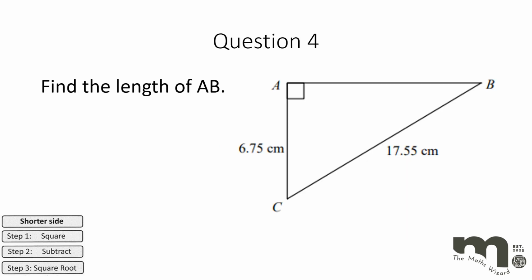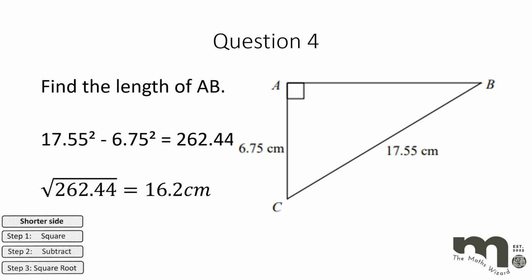The next one then, I'd like you to find the length of AB on this triangle. Okay, so if we do our subtraction first, 17.55 squared minus 6.75 squared, we get 262.44. And if you then square root that, you'll get 16.2 centimetres.